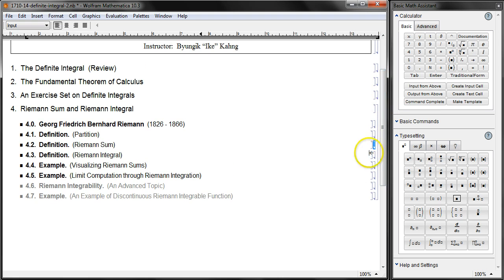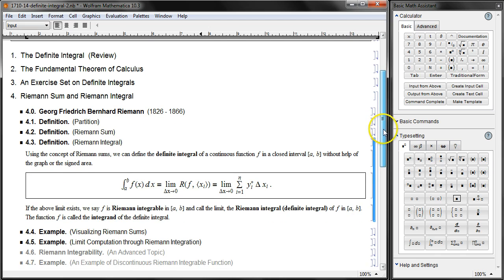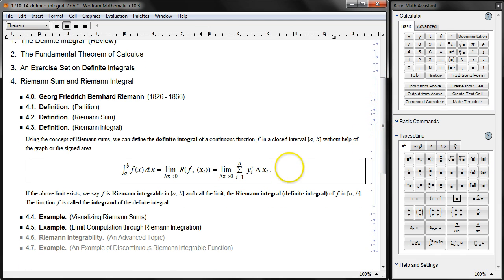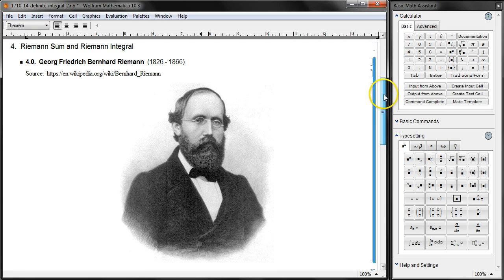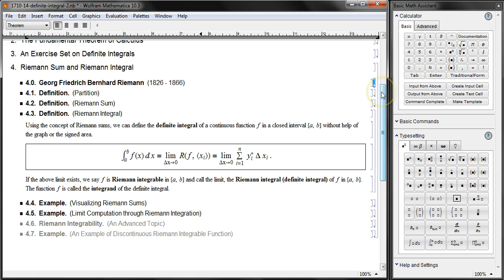Now let's go over to Riemann integral and let's define it precisely. And here you go. This is the definition of the definite integral, or Riemann integral, named after this gentleman, Georg Friedrich Bernhard Riemann. Sorry about my German pronunciation, I'm not good at it. Now this definition is valid only when the limit exists.